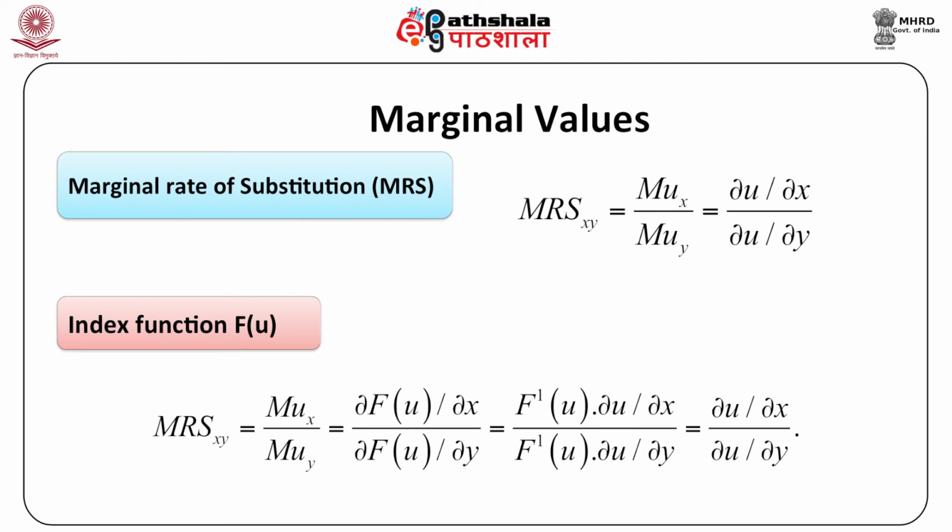For index function f(u), MRS = MUx / MUy = (∂f(u)/∂x) / (∂f(u)/∂y) = (f'(u) ∂u/∂x) / (f'(u) ∂u/∂y) = (∂u/∂x) / (∂u/∂y). Now note that the MRS is the same whether a given utility function is considered or any other function of the given utility function is taken.